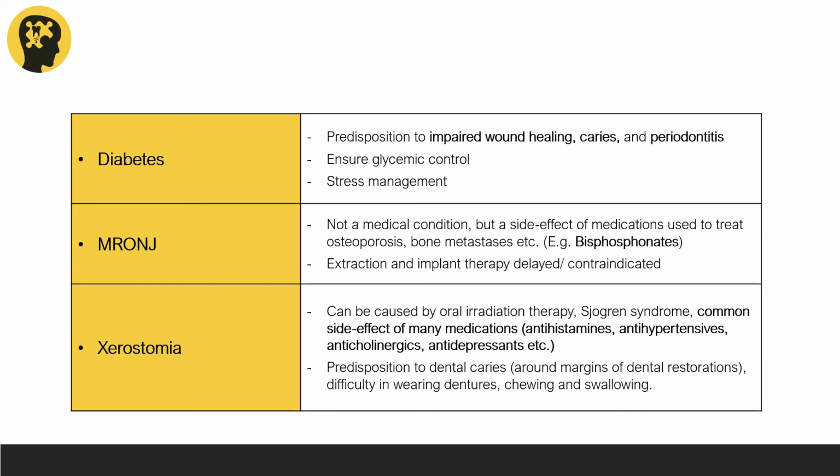Secondly, coming to MRONJ, which stands for medication related osteonecrosis of the jaw. Now, it's not a medical condition in and of itself, but it's a side effect of a group of medications called antiresorptive agents. These medications slow down the osteoclastic resorption of bone, so they're used for treating conditions like osteoporosis or bone metastases, etc. So any kind of treatment that requires bone remodeling is delayed or contraindicated. Any kind of extraction or implant therapy is delayed or contraindicated.